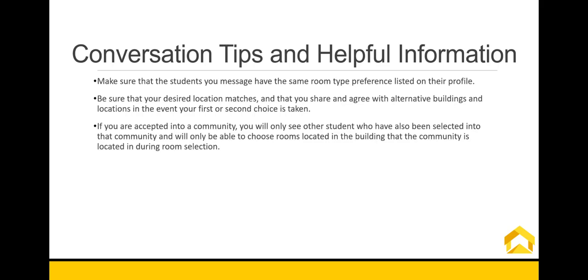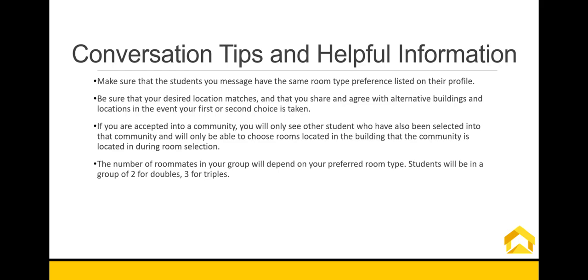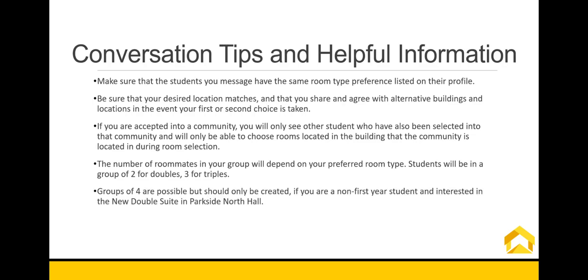Please note, if you are accepted into a community, you will only see other students who have also been selected into that community and will only be able to choose rooms located in the building that your community is located in during room selection. The number of roommates in your group will depend on your preferred room type. Students will be in a group of 2 for doubles, 3 for triples. Groups of 4 are possible, but should only be created if you are a non-first-year student and interested in the new double suites in Parkside North.